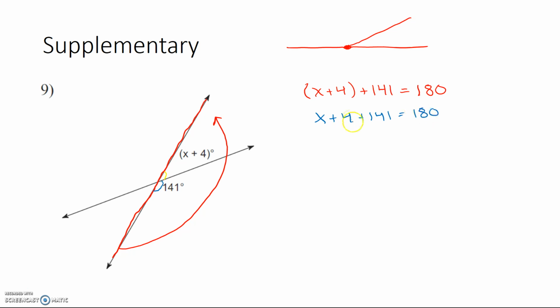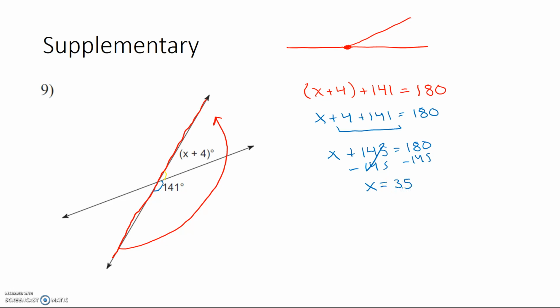Let me combine like terms real quick. x plus 4 plus 141 is 145, equal to 180. I have to subtract 145 from both sides. When I do that, my 145s cancel out. x is going to equal 180 minus 145, which gives me 35.